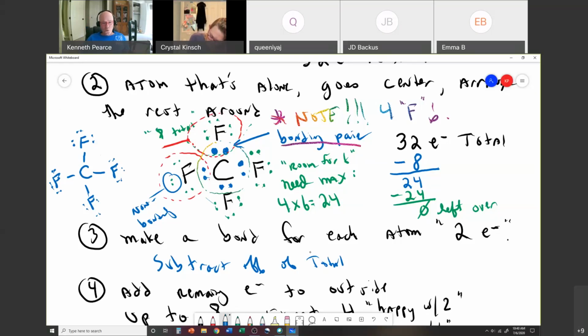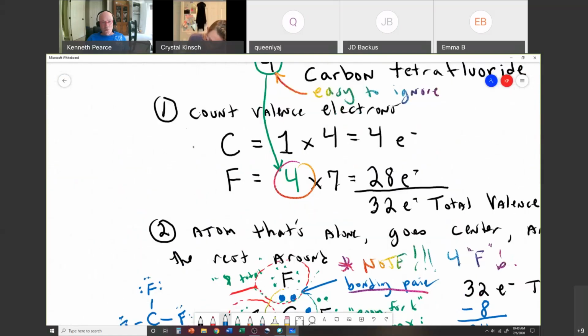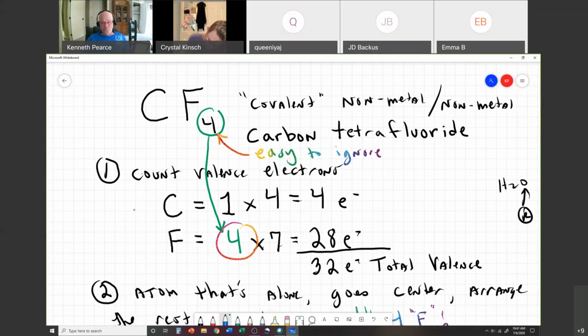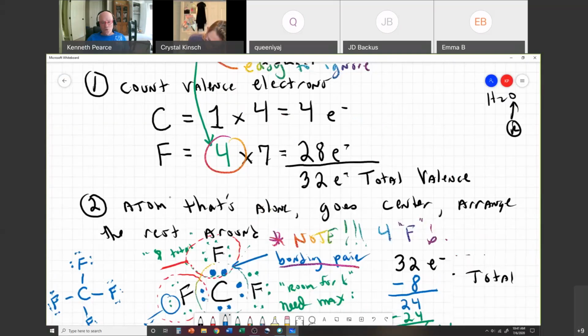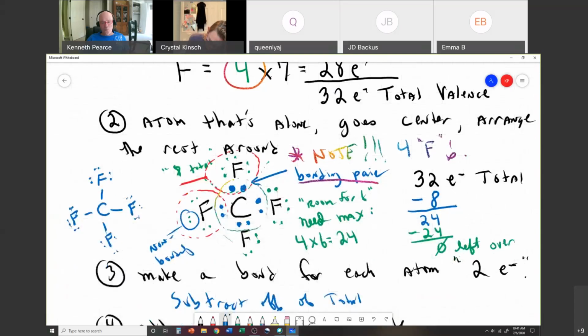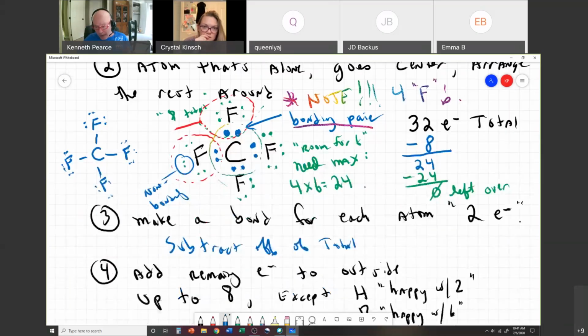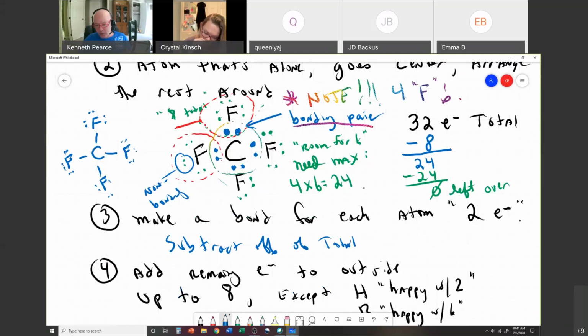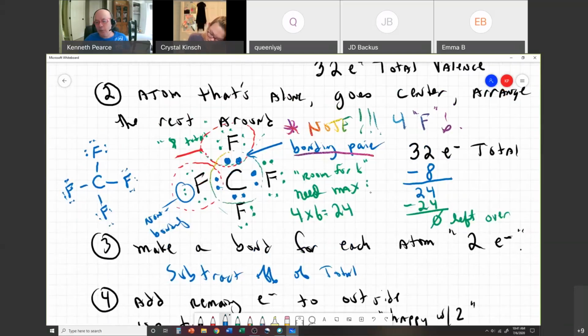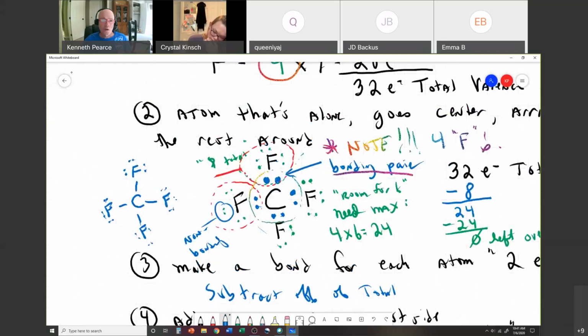Okay. So what have we done here? The first thing we did was count up our valence electrons. We got a total. Then we took the atom that's by itself, the element by itself, and put that in the center, and made one bond. We subtracted off all the electrons that we used to make that bond. Then we went to the outside and whatever electrons we had left, up to 8, or 2 with hydrogen and 6 with boron, up to a maximum, we added on there and then subtracted them off. Now, in this case, we didn't have any left over. All right, so let's do another one.